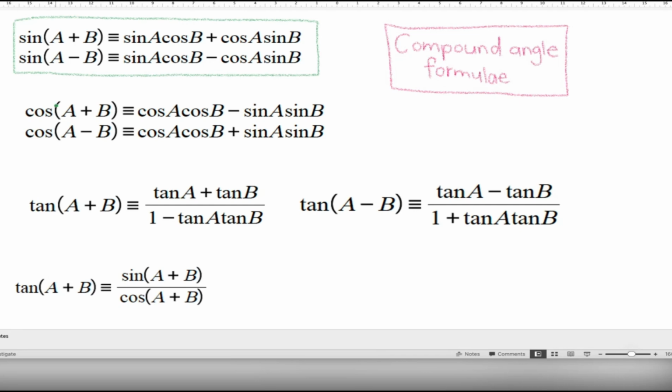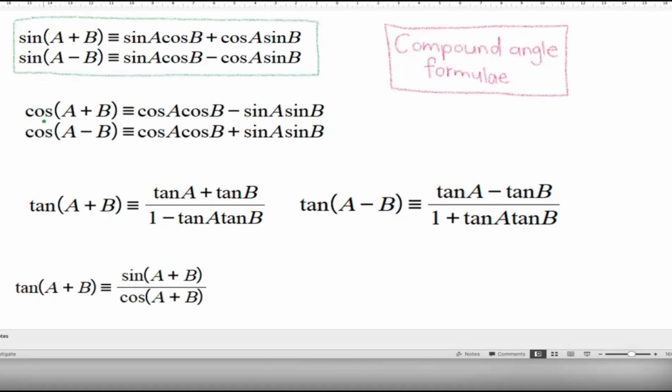Okay, now the first one says sine of A plus B is identically equal to sine of A multiplied by cosine of B plus cosine of A multiplied by the sine of B. I want you to write it down. And then the second one, sine of A minus B is identically equal to sine of A multiplied by the cosine of B minus the cosine of A multiplied by the sine of B.